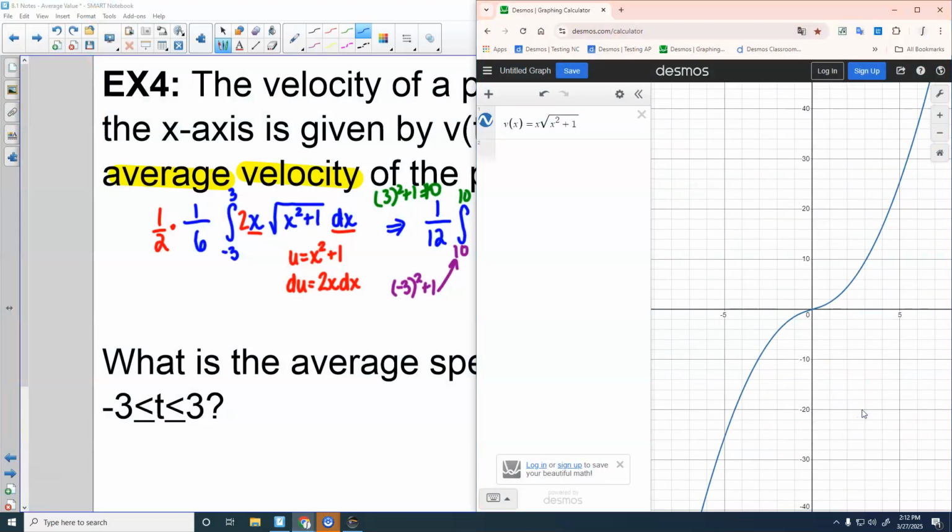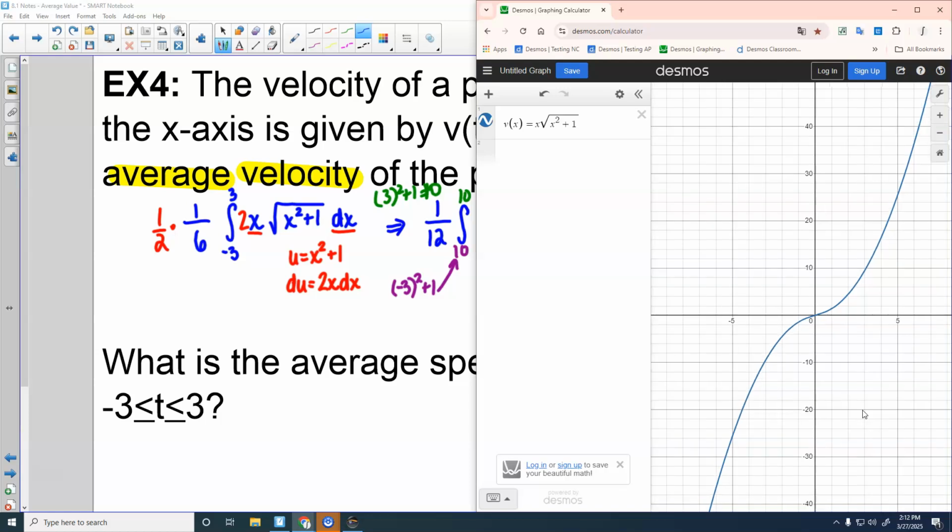Okay, absolute value is good if it's calculator active, because if it is calculator active, then I can do this. I could call it S of x and do absolute value bars.